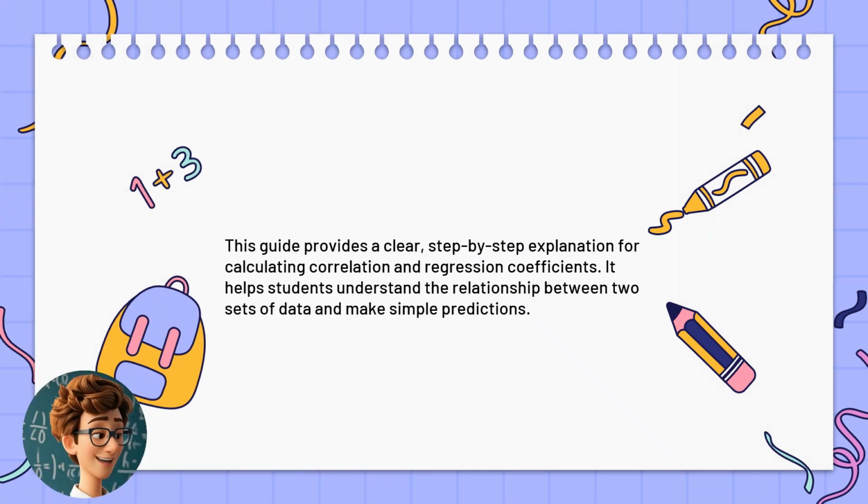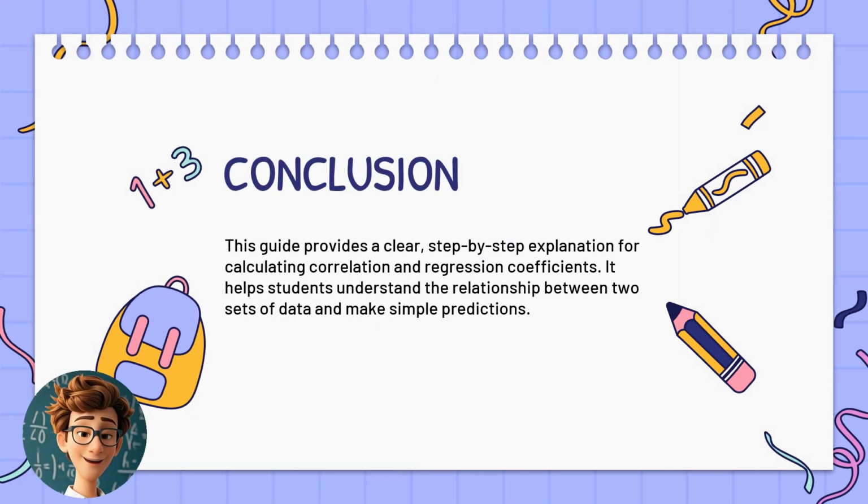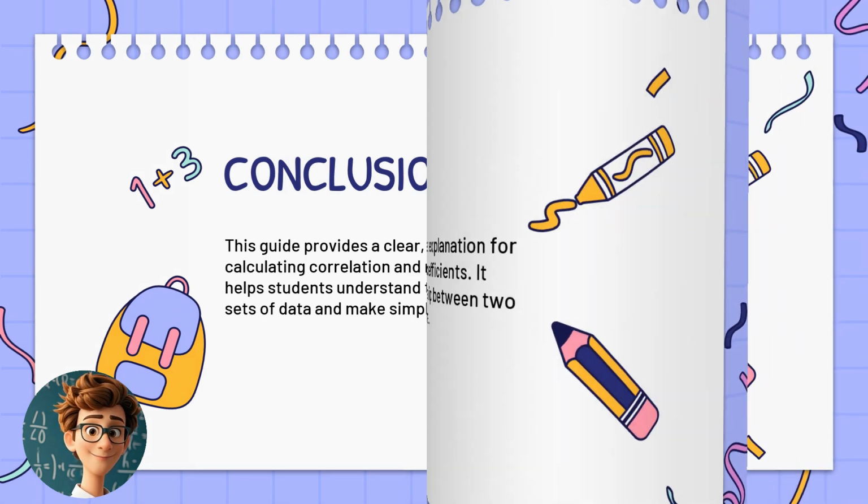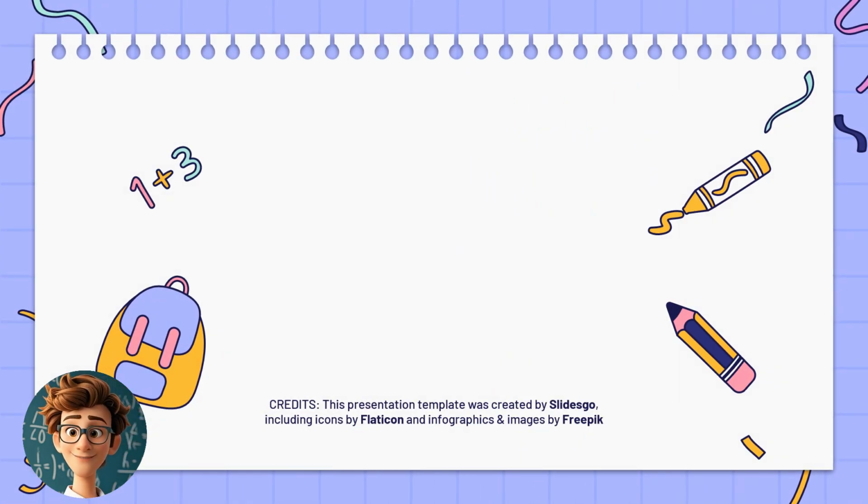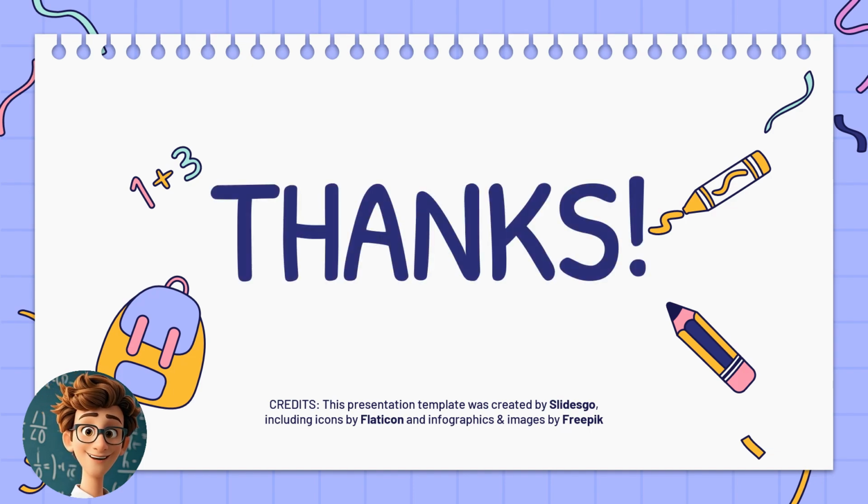To conclude, this guide provides a clear, step-by-step explanation for calculating correlation and regression coefficients. It helps students understand the relationship between two sets of data and make simple predictions. Thank you for following along. With these steps, correlation and regression become not just statistical terms, but practical tools for everyday data analysis.